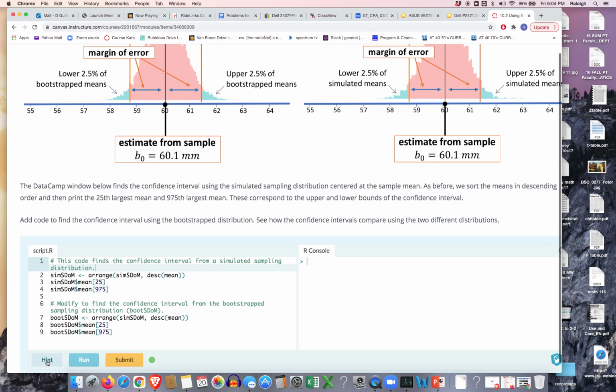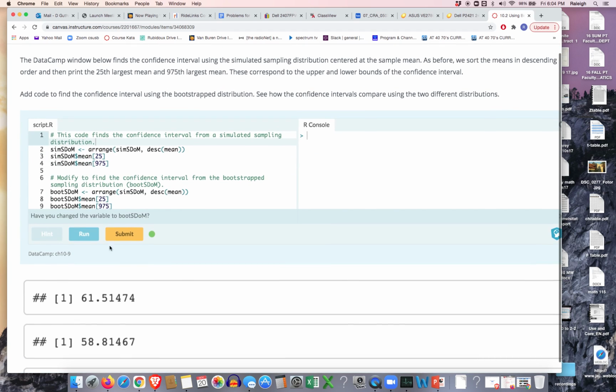By the way, the hint did say, have you changed the variable to bootstom? Yes, we have. So let's get back here and run it. In fact, the answer is right below us, actually. And let's see, we actually got 4 different answers. Very nice. So we have the simulated one, which is what I put my money on. That's a little bit more thorough, in my opinion.